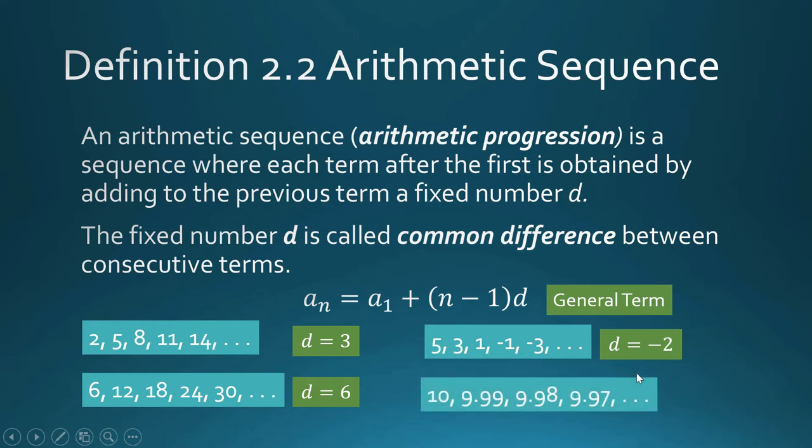How about this one? 10, 9.99, 9.98, 9.97. You already know the succeeding terms. What is the common difference? It's negative 0.01.